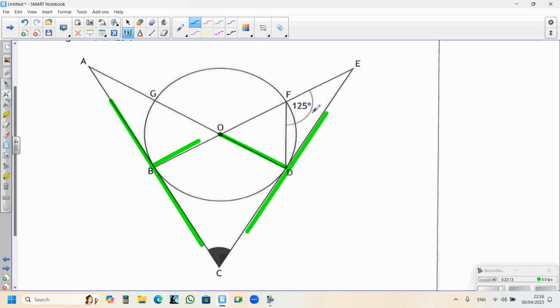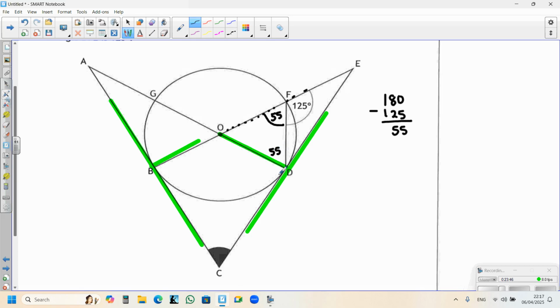Now, what we want to do is look and see what we can work out from that. So there is a straight line going right across there. So I can work out that angle in there, which is 180 take away 125. And when I take them away, I get 55 degrees. So that's 55 in there. Now, that's a radius, that's a radius. So that's an isosceles triangle, so that's also 55.